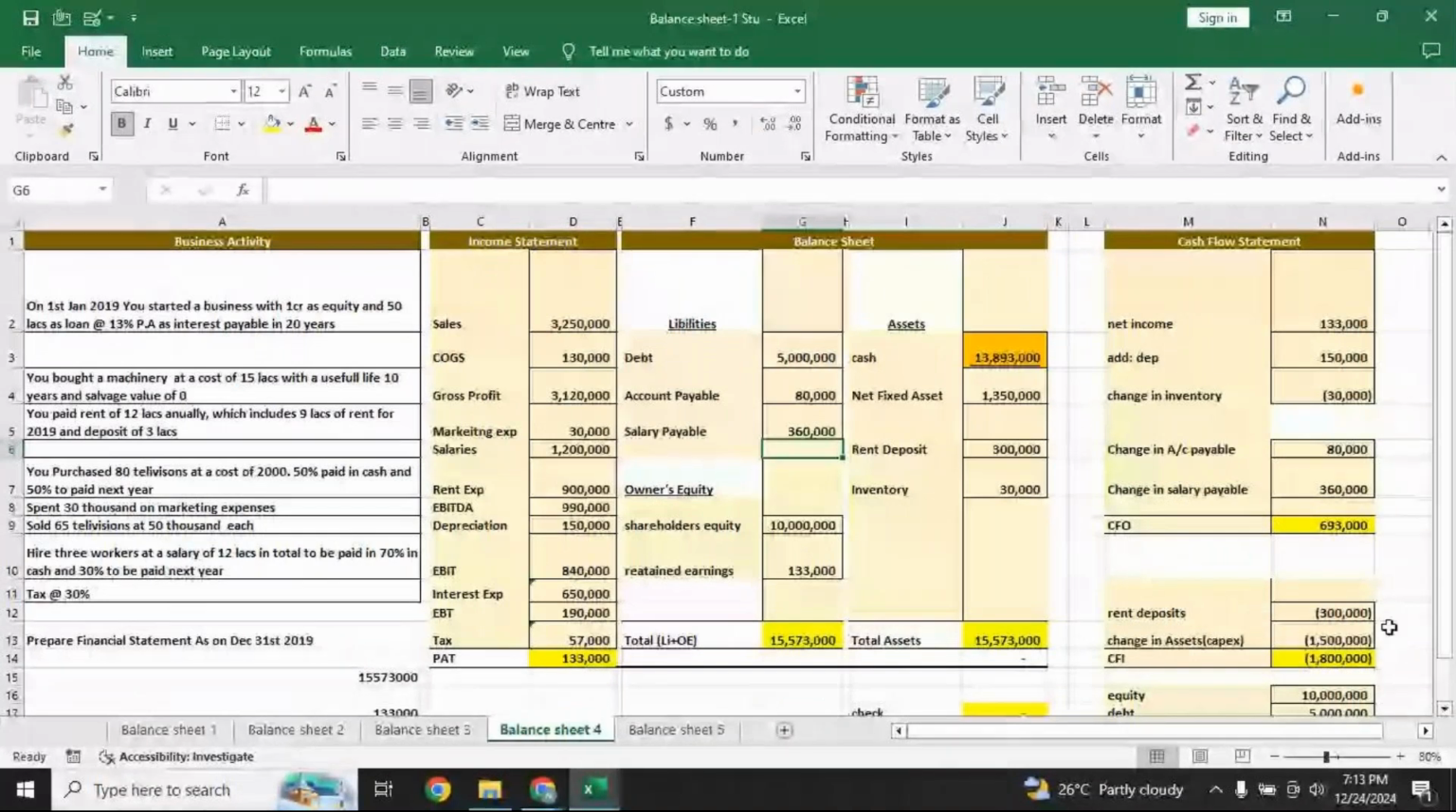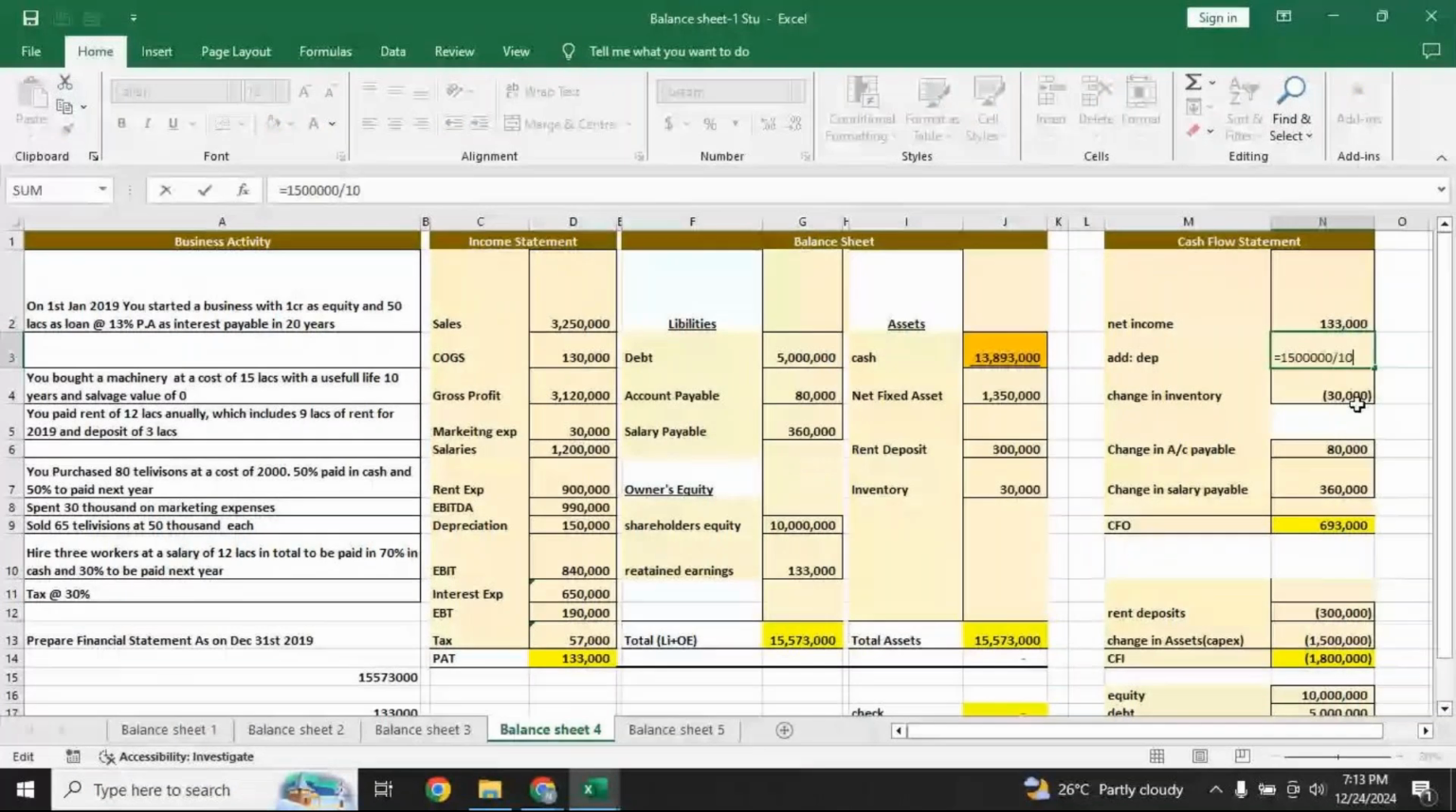Okay. So here they are asking the net income. Once I solve the income statement, whatever profit after tax I get, I take it as net income. Then add depreciation. I have calculated depreciation as 15 lakh divided by 10 useful years.